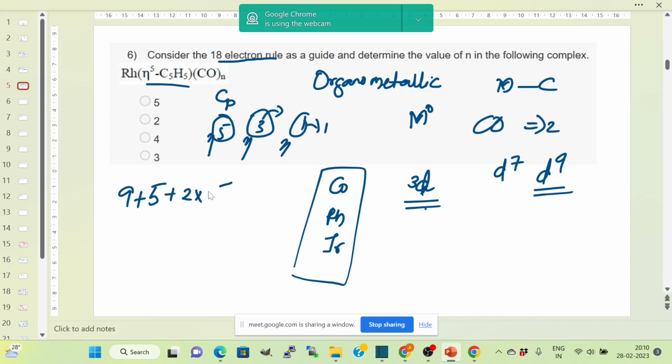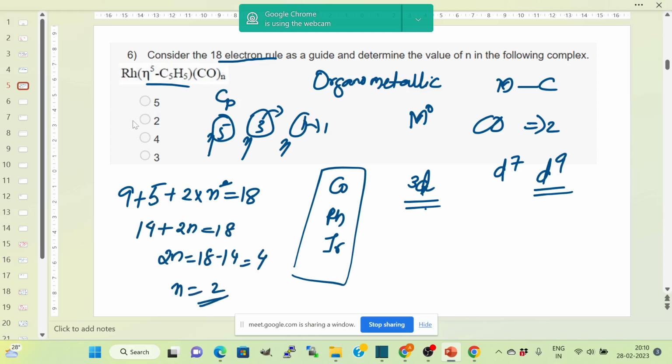So 2 into n is equal to 18. Now 9 plus 5 is 14, plus 2n is equal to 18. So 2n is equal to 18 minus 14, which is equal to 4, and n is equal to 2. So the answer is 2. You just have to know the number of electrons in rhodium and how many electrons each Cp and carbon monoxide are giving. But as I said, this is not related to your course, so I don't think you have to learn this. But since it was in the assignment, I have just solved it.